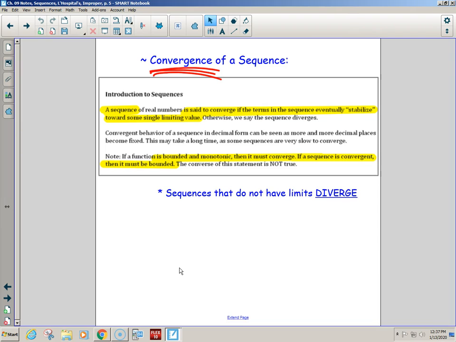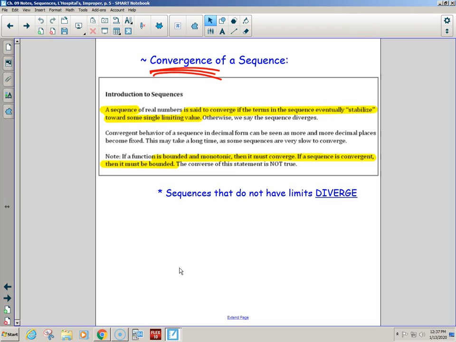Convergence of a sequence. Most important time to say it is today. Convergence of a sequence. A sequence of real numbers is said to converge if the terms in that sequence eventually stabilize towards some single limiting value, aka not infinity, not negative infinity, but stabilizing towards some single constant. Otherwise, we say the sequence diverges.